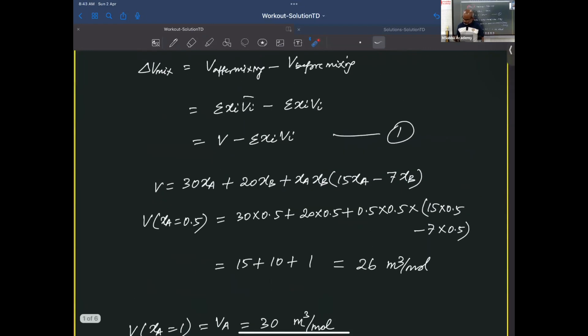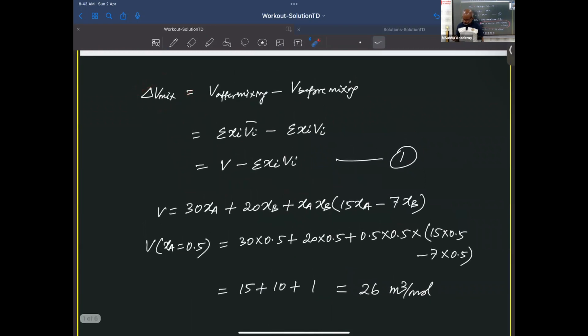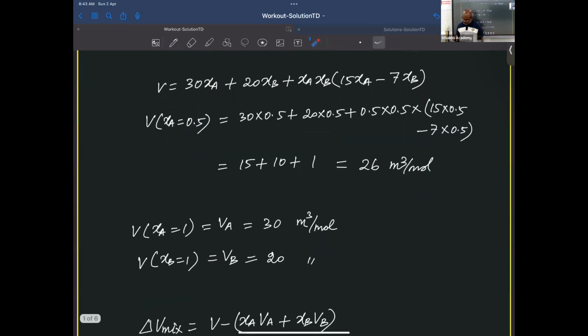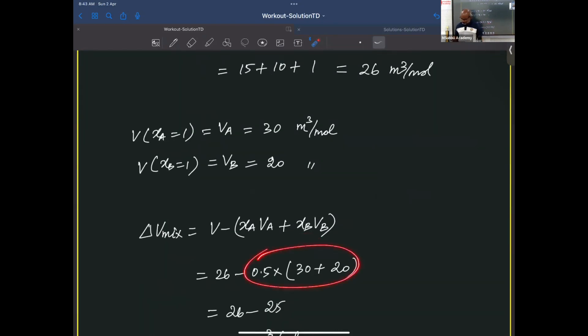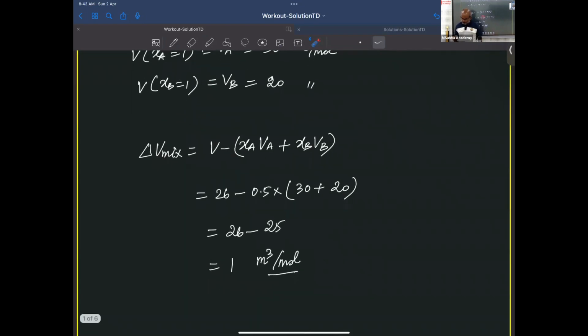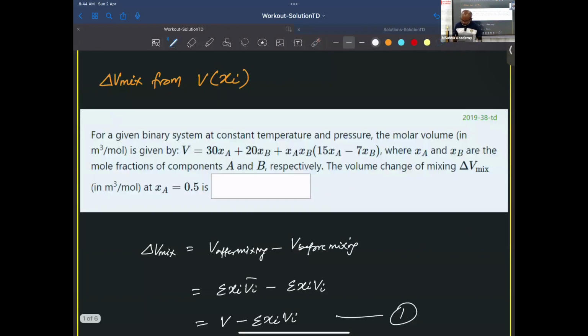This is the volume after mixing for the composition of 0.5. And for volume before mixing, we have 50% of A, and xB also 50%. So this comes to a value of 50 into 0.5, that is 25. So the volume change of mixing is simply 1. One is the answer to be entered.